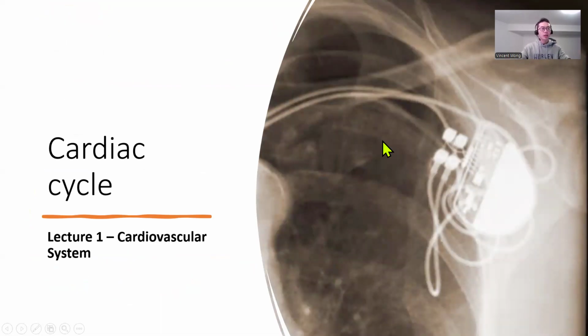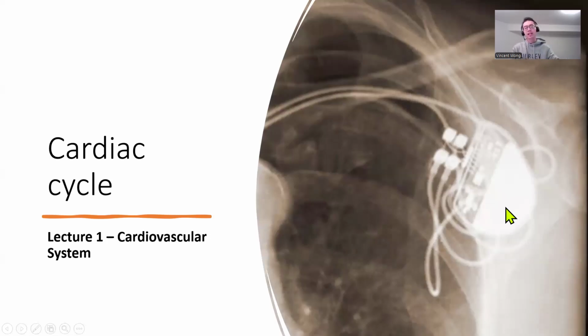Next, we are going to be looking at cardiac cycle. Does anybody know what this picture is showing? This is an X-ray. This is the rib cage you can see here. And there's a little device here. That's correct, Cheyenne and Michael. This is the pacemaker.